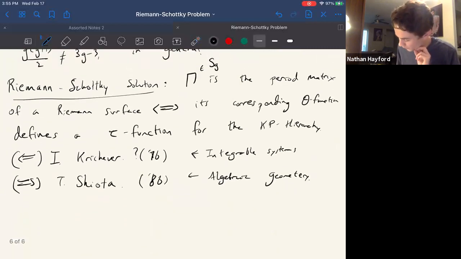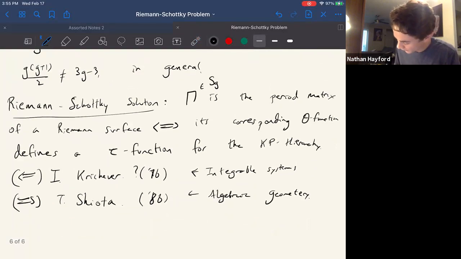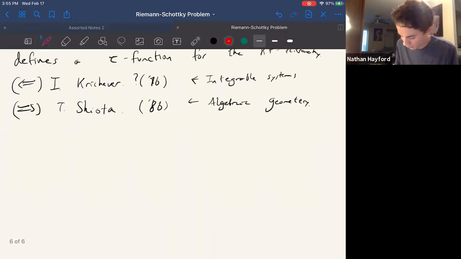Some words need to be explained now. The first word that needs to be explained is theta function. So I think I can avoid entirely talking about the Abel-Jacobi map, maybe. We'll see. So back to Riemann surfaces. No, I think it'll be necessary.